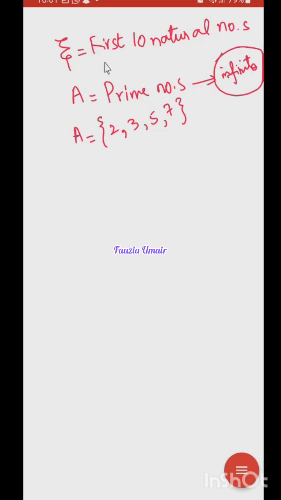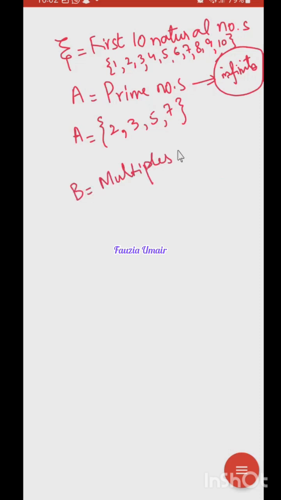But because this is defined, we cannot go beyond it. Are you getting this point? If the universal set is 1 2 3 4 5 6 7 8 9 10, then this universal set is the biggest set in this question. Now prime numbers are not infinite because of this universal set. Now we cannot go beyond the boundaries of this set.